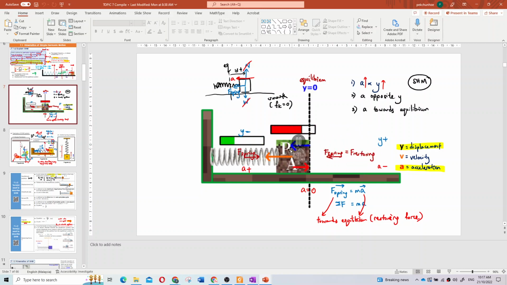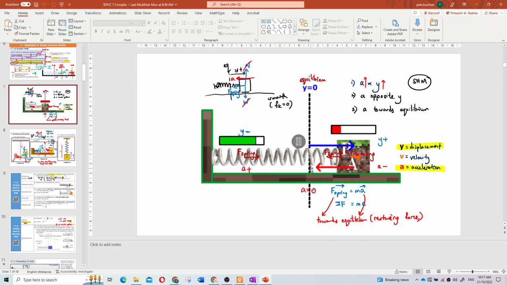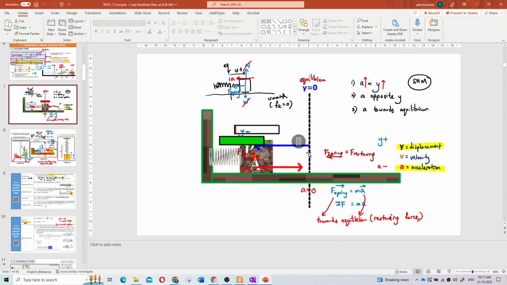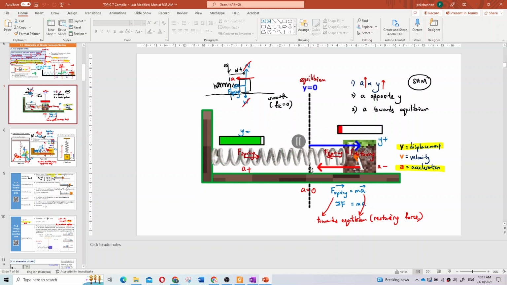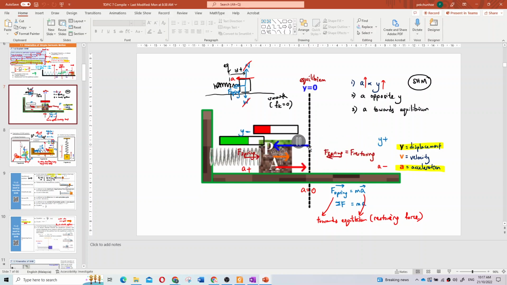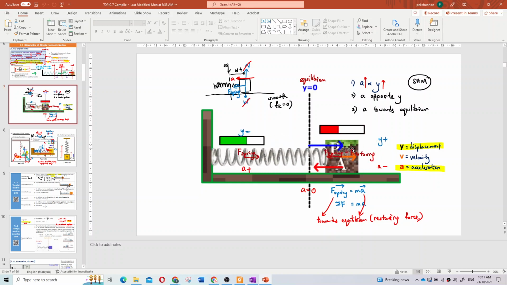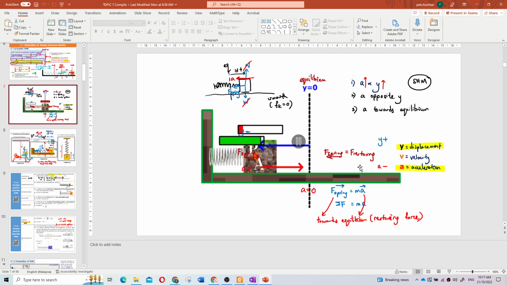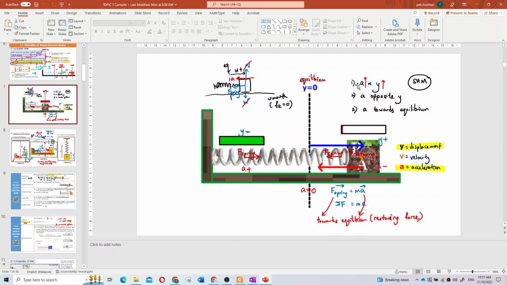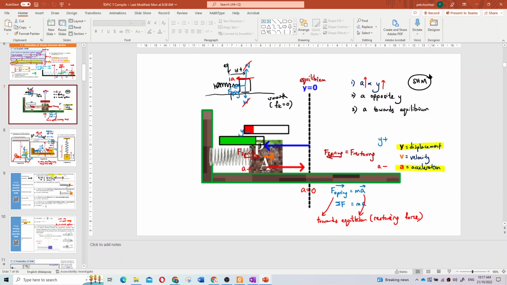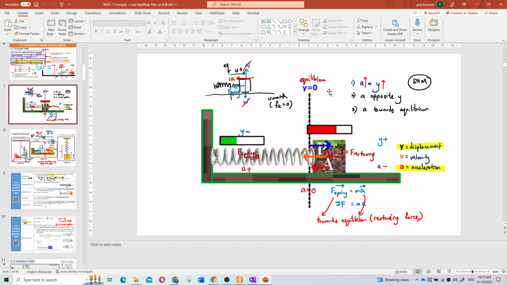Look here. Look at the red line and the blue line. See that? If the blue line becomes zero, acceleration also becomes zero, right? When the blue line is the longest, acceleration is also the longest. Acceleration is proportional to displacement. That's the meaning of simple harmonic motion.